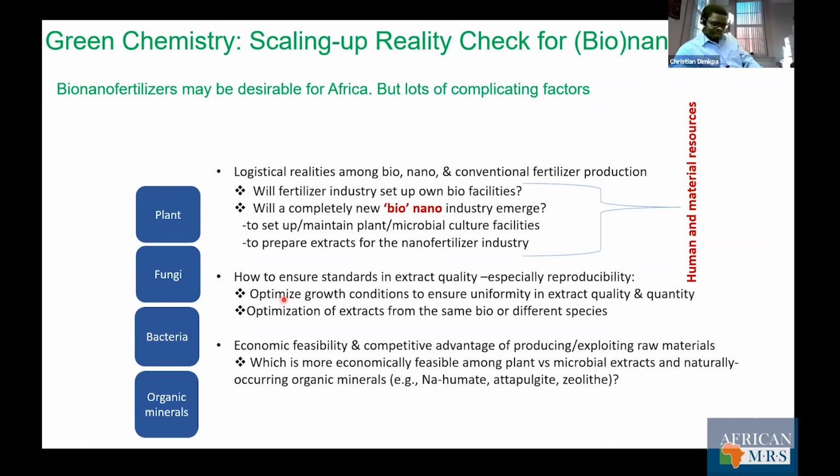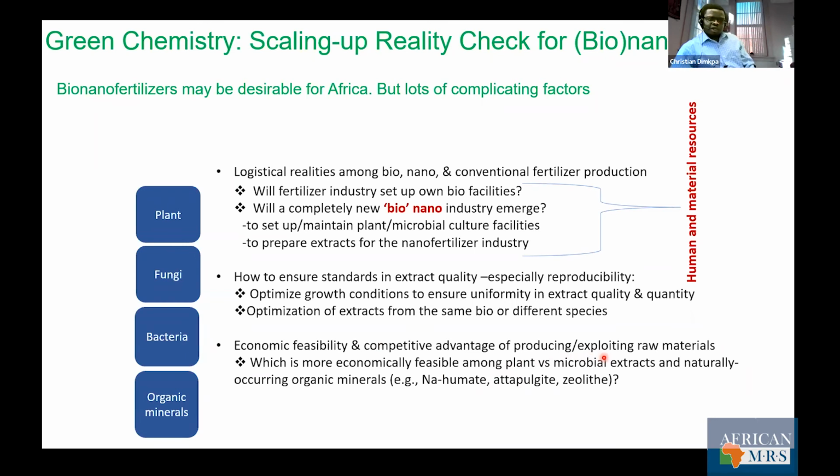So do we have to optimize all of that using one single plant, or do we have to study and experiment with different plants and then come up with the best plants that give us the best outcome in terms of extract quality and quantity? Then we think about the economic feasibility of the extract itself, comparing the microbial, the plant, and the natural organic acids and minerals like sodium humate, attapulgite, and zeolite, some of which can be found in Africa. So it might be just easier to deal with them than having to plant crops or grow microbes in bioreactors and produce extracts that can be used.